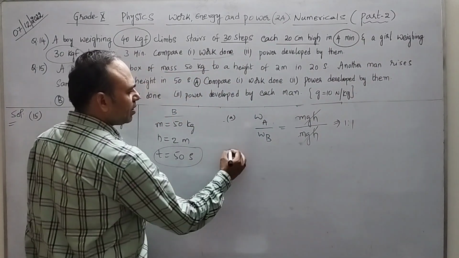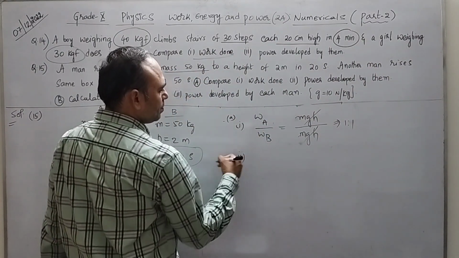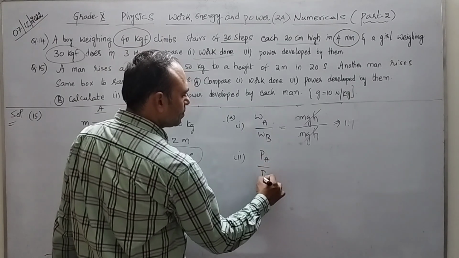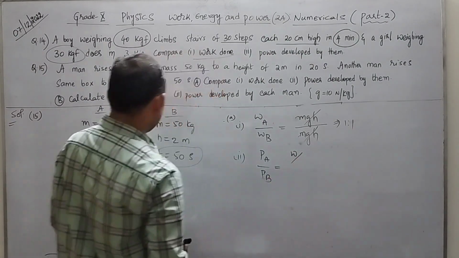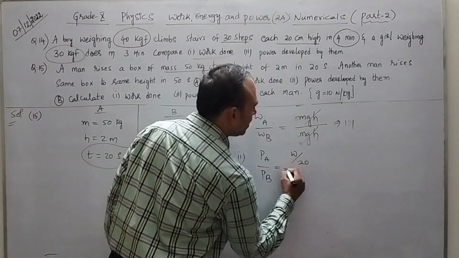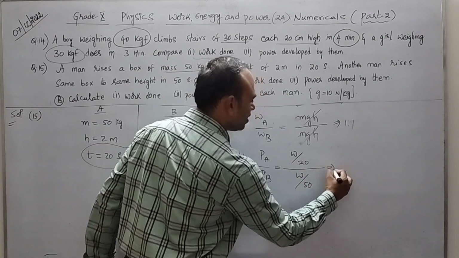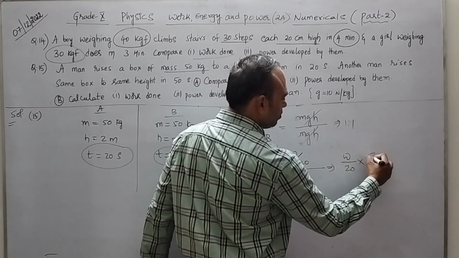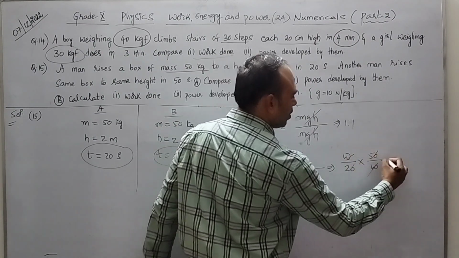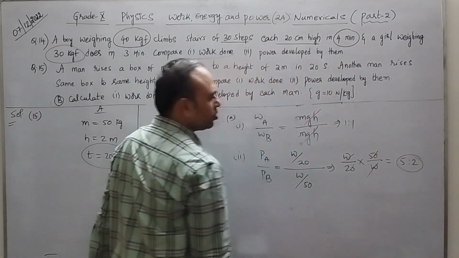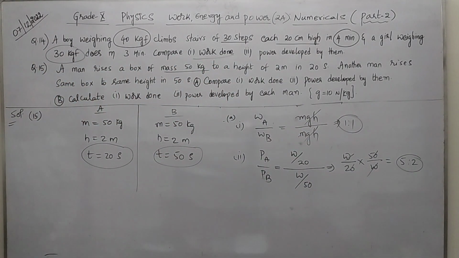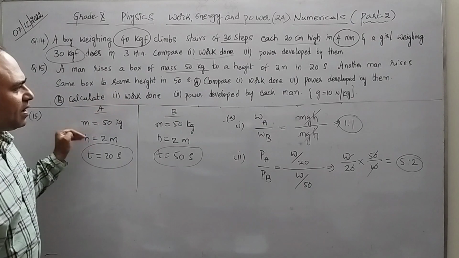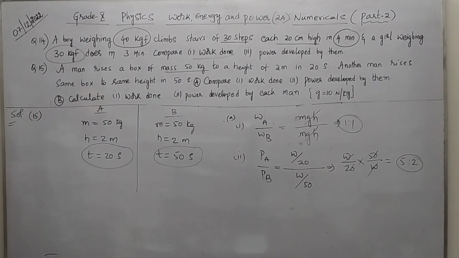Second one, what is the power? We need to compare. PA by PB, we can take the first person and the second person. So here W by, what is the time here, 20. Second one, W by 50. Nothing but 5:2. So work we can say is in 1:1 ratio, and power developed is in the ratio of 5:2. Now the question is, individually calculate the work done by each person and the power developed by each man. Let us solve that.